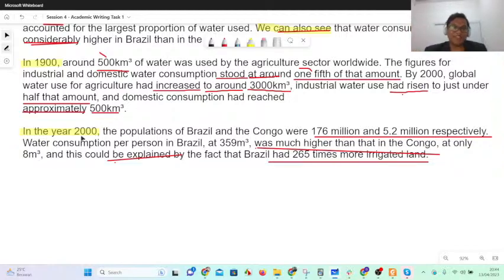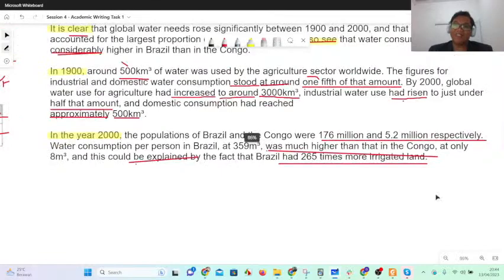And this phrase could easily be improved by simply saying that it was much higher than that in the Congo at only 8 cubic meters. This is emphasized by the fact that Brazil had 265 times more irrigated land. Just a simple change of words could easily improve that ending, right? Because at all costs, you should avoid assumptions and analysis. Those two are a big no-no, because that's not part of the task.